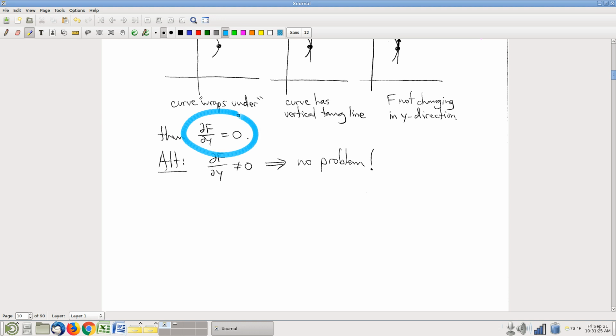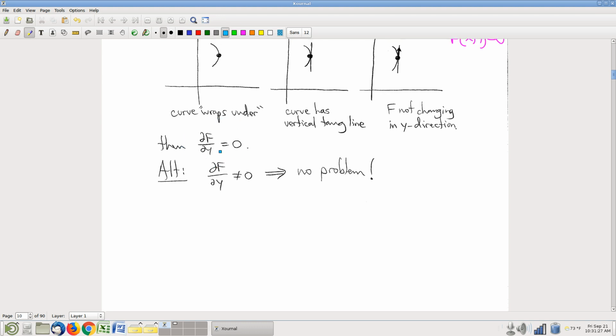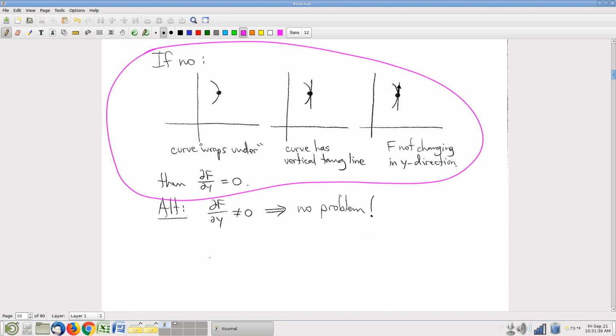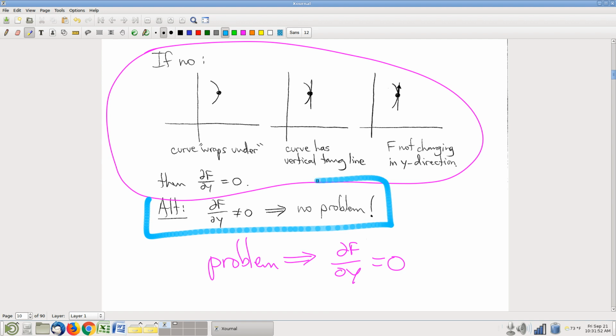We have a test. If there is a problem, let me write this down. What we have shown here is that if there is a problem, then that implies the partial of f with respect to y is equal to 0. And then the next step, this statement here, is what we call the contrapositive.